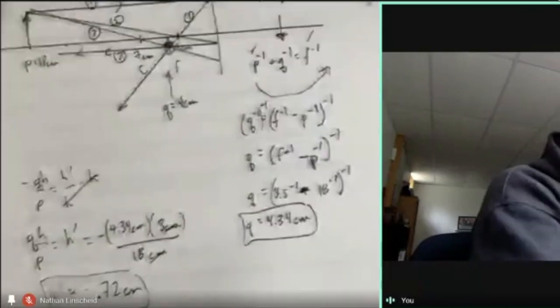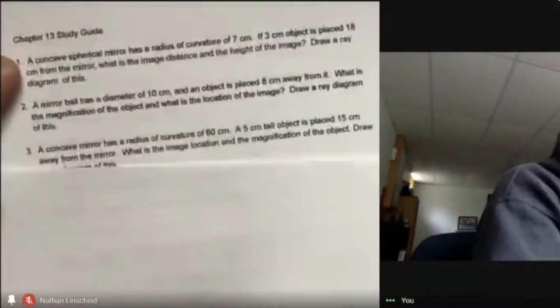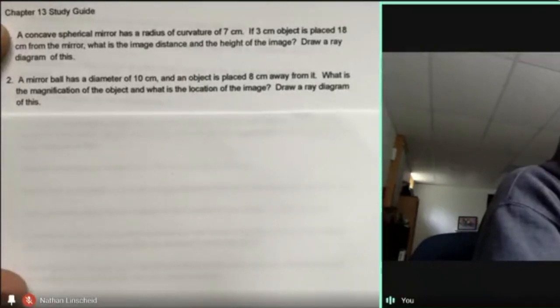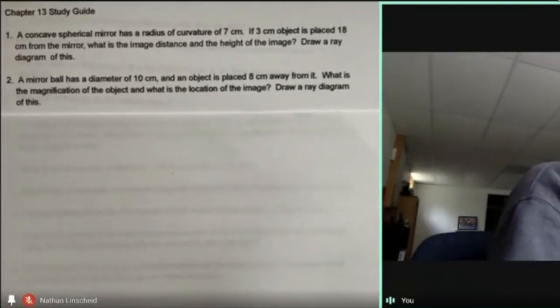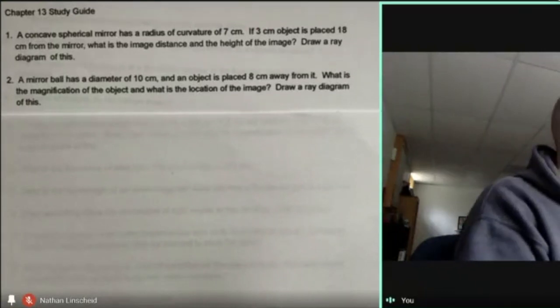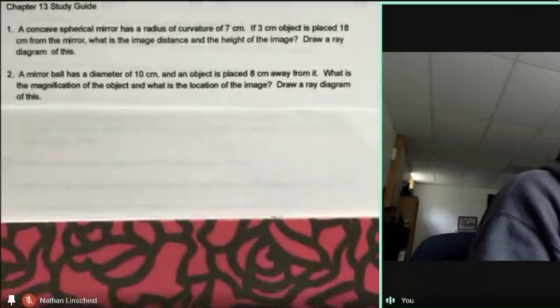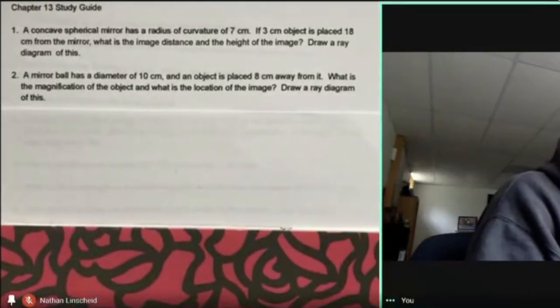Let's move on to number 2. Okay, number 2 says we have a mirror ball. It has a diameter of 10 centimeters and an object is placed 8 centimeters away from it. What is the magnification of the object and what is the location of the image? Draw a ray diagram of this. So when you think, what is it? You might be saying, what is a mirror ball? Well, it's a ball and it's made out of a mirror.